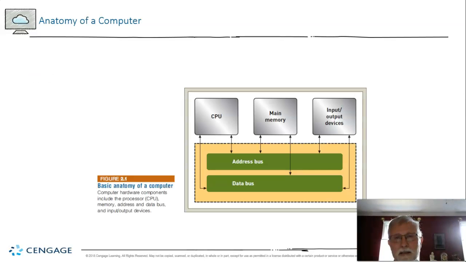So if I look at the basic computer, you see there is a CPU that does all the processing. There is a main memory that stores all the processes it's working on. It looks at the input-output devices: CD player, monitor, keyboard, printer. There's both an address bus, which tells me where things are, and a data bus, which gets data to and from main memory, the CPU, and the input-output devices.